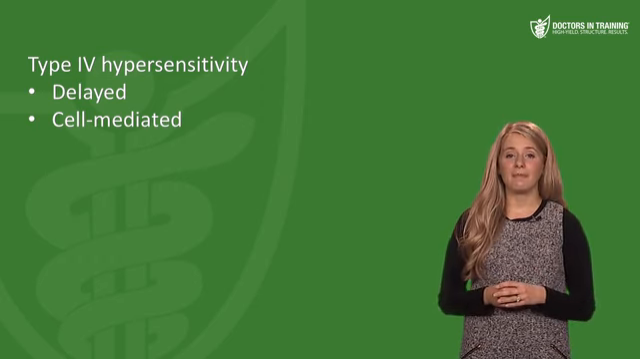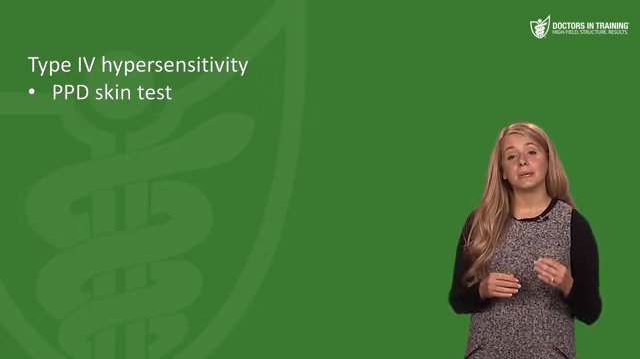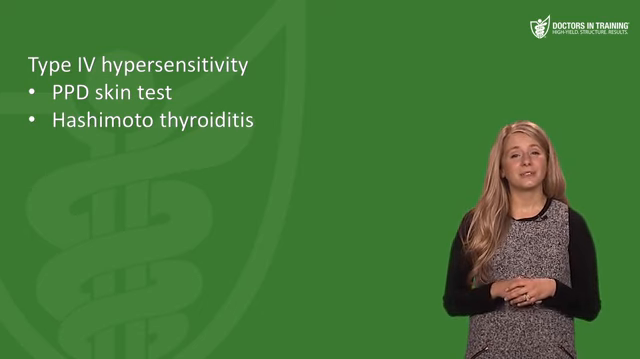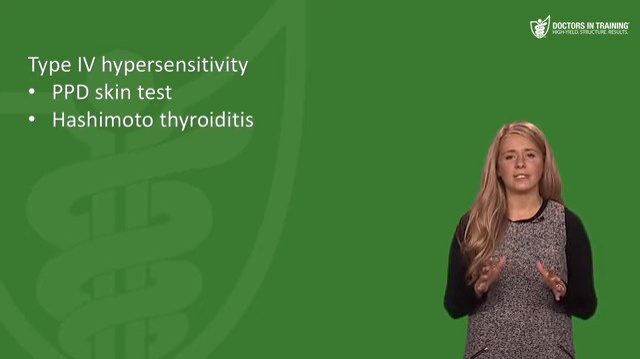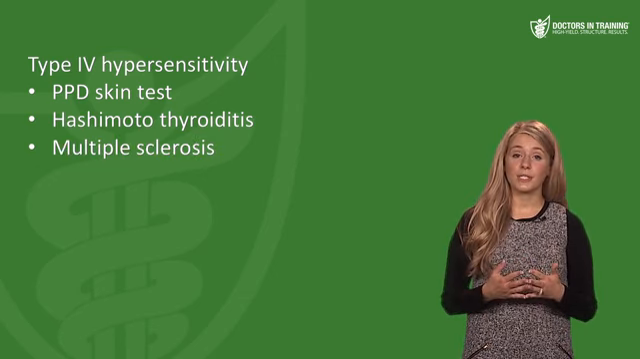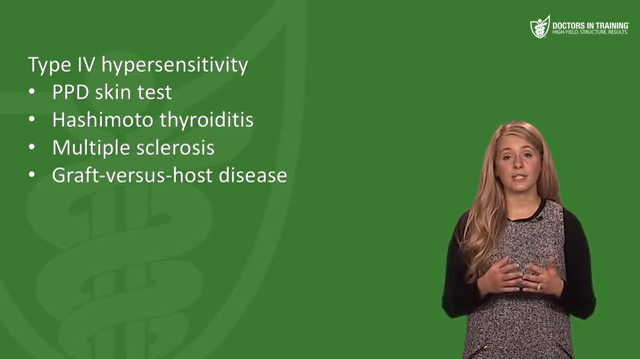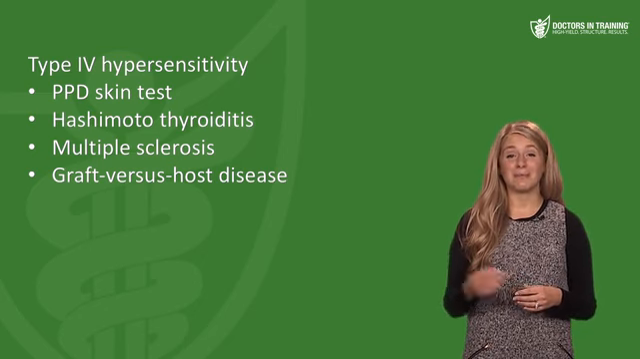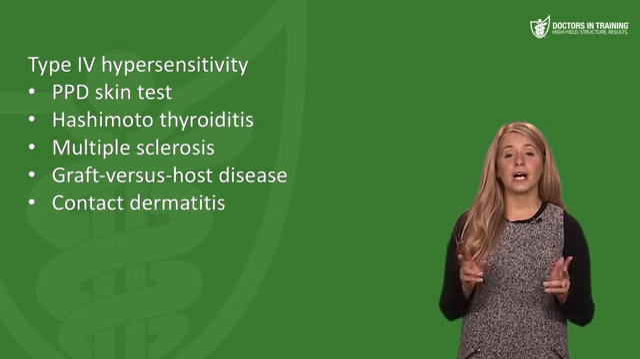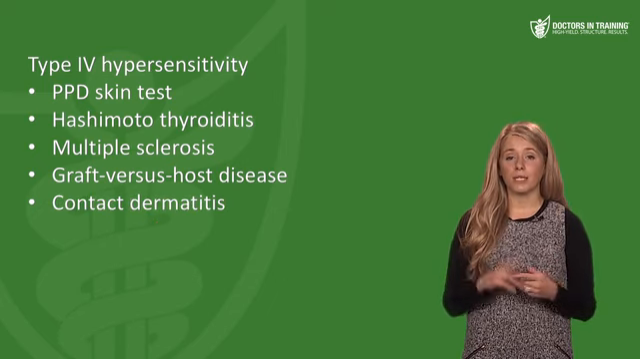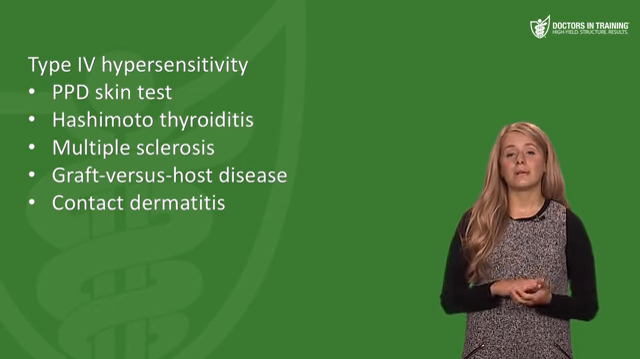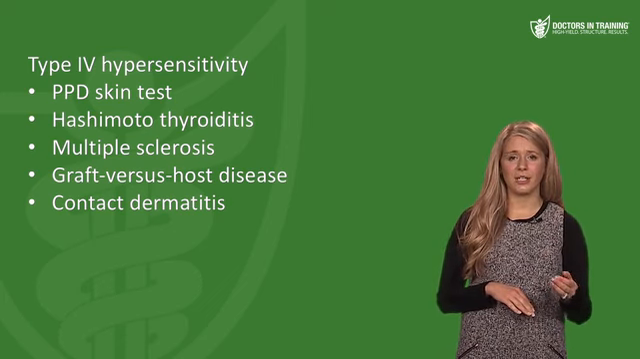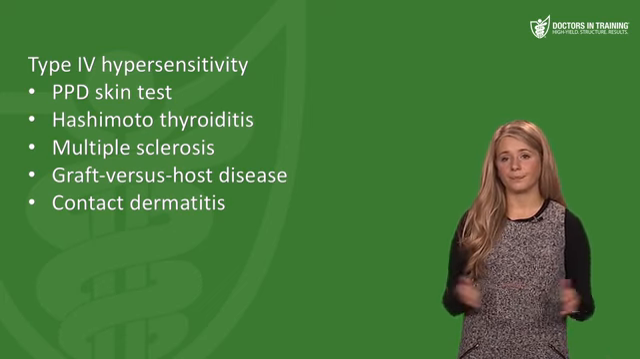So some examples of type 4 hypersensitivity would include the PPD skin test, which we just mentioned, Hashimoto thyroiditis, which does involve several antibodies, but it's primarily T-cell mediated, multiple sclerosis, graft versus host disease, where you have a bone marrow graft and the T-cells from the donor bone marrow end up attacking the host. Also contact dermatitis, which includes things like poison ivy, poison oak, or some types of latex sensitivity, although latex can be a true IgE-mediated allergy, or it can cause type 4 hypersensitivity.